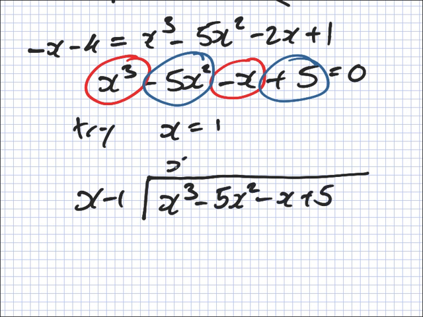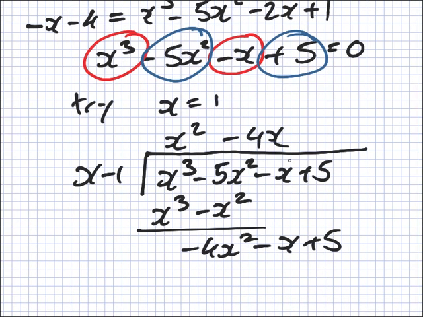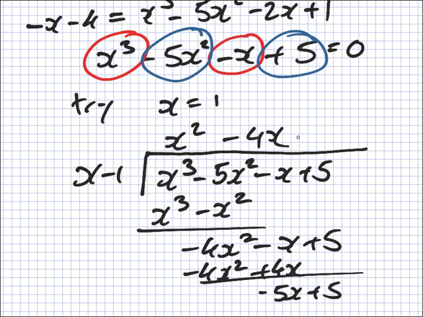So that will be x squared. That will be x cubed minus x squared, yeah? So that's minus 4x squared minus x plus 5. So what have I got here? Minus 4x squared plus 4x. So that's minus 5x plus 5. So that's minus 5, and that solves it then.